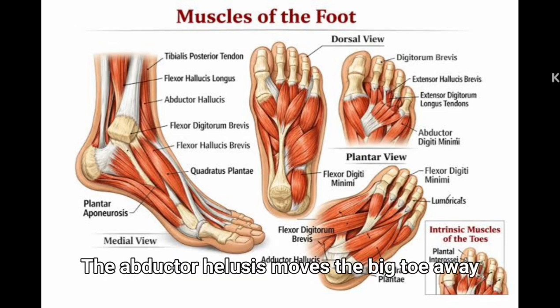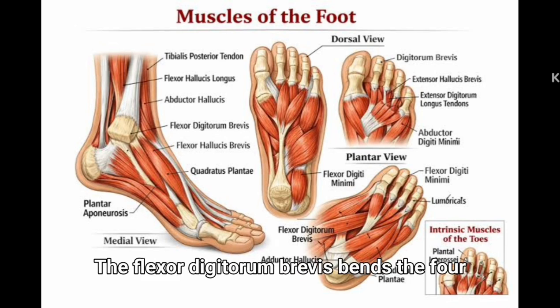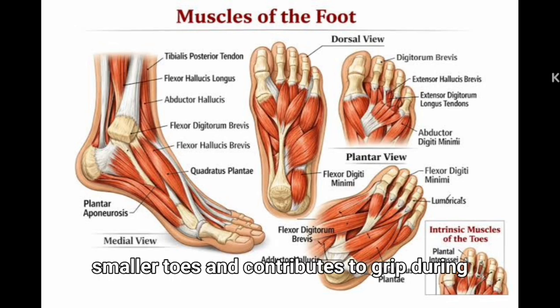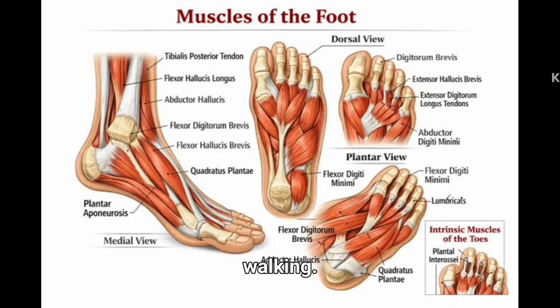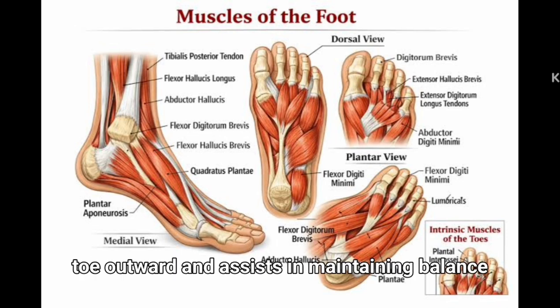The abductor hallucis moves the big toe away from the other toes and helps support the medial arch. The flexor digitorum brevis bends the four smaller toes and contributes to grip during walking. The abductor digiti minimi moves the little toe outward and assists in maintaining balance.